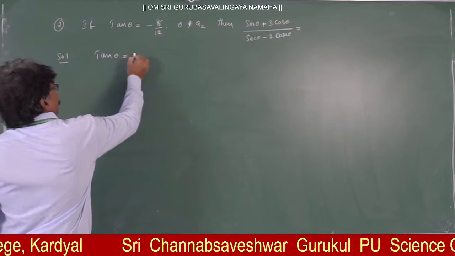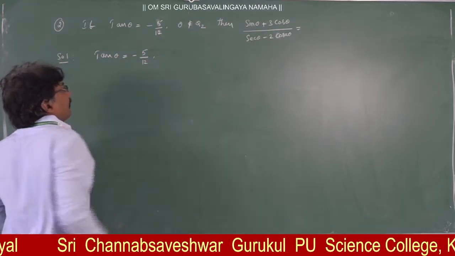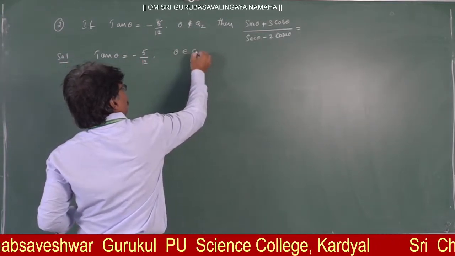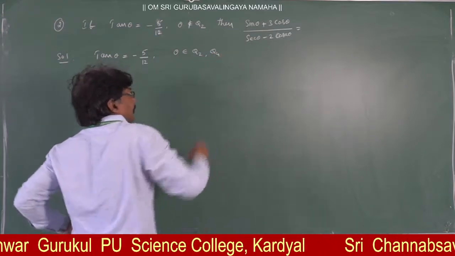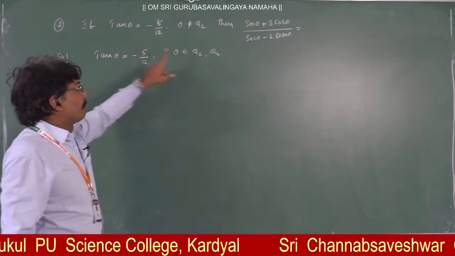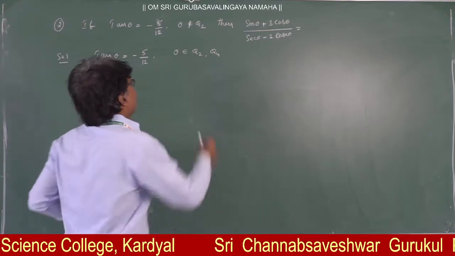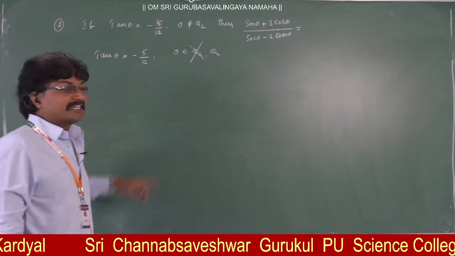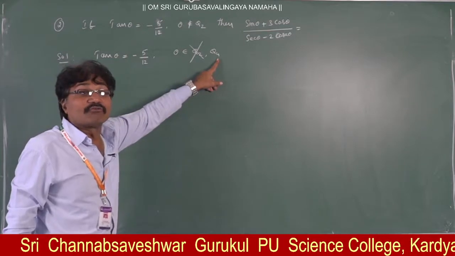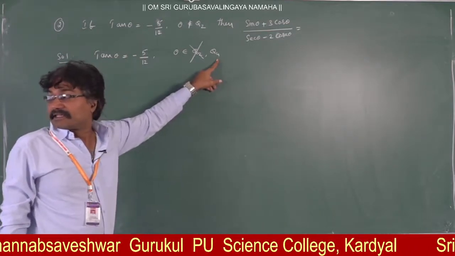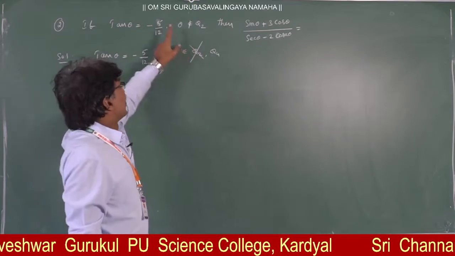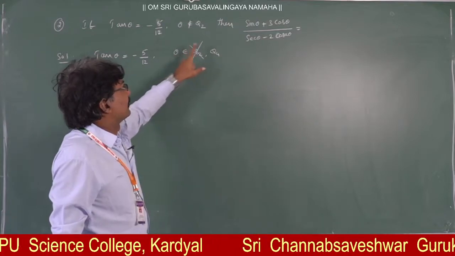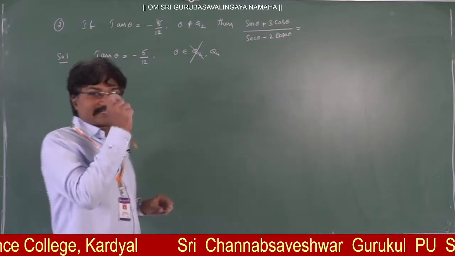Tan theta is equal to minus 5 by 12. Tan is negative, so theta belongs to second quadrant or fourth quadrant. Actually, tan theta is negative in second and fourth quadrant. But theta does not belong to second quadrant, which means automatically theta belongs to fourth quadrant. That is the point. So the condition is theta does not belong to second quadrant. This is the first point.